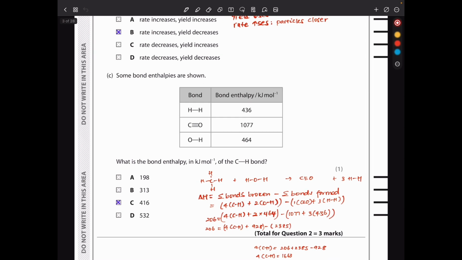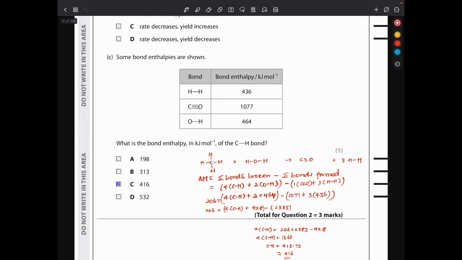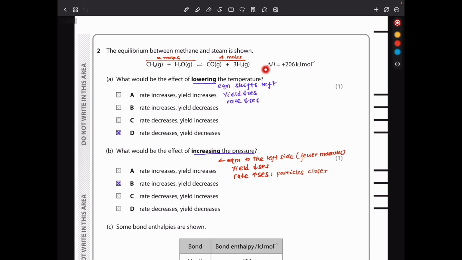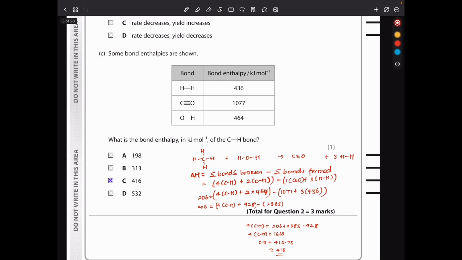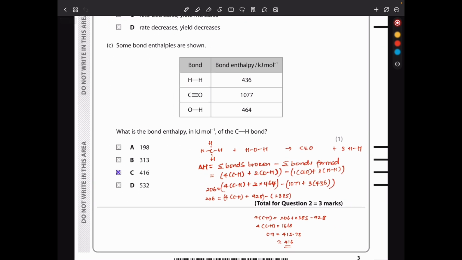In part C, some bond enthalpies are shown. So we have the table here, and they say what is the bond enthalpy in kilojoules per mole for the carbon-hydrogen bond. If we go back to the beginning, which is going to be this reaction here, I rewrote it here, but the bonds were displayed. So to find the enthalpy change is going to be the sum of the bonds which are broken from the reactants minus the sum of the bonds which are formed in the products.